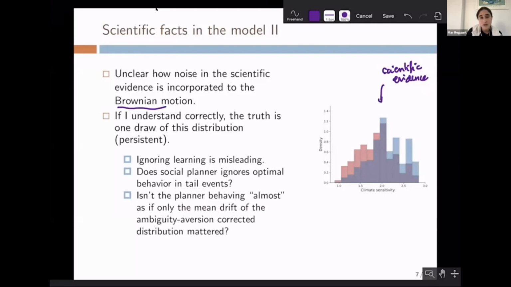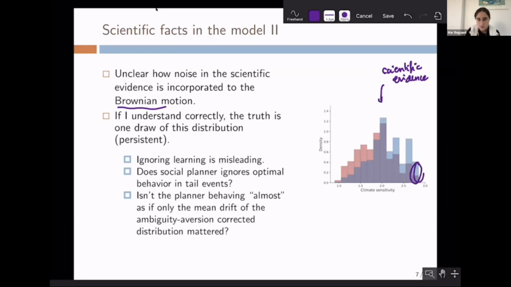If we are not drawing from this distribution repeatedly, we need to incorporate learning into the behavior of the planner. But at least from my reading, it seemed like the probabilities of these different 144 models were not indexed by T. So if the planner is not learning, we are ignoring optimal behavior in tail events. So we are ignoring the fact that we might be here repeatedly.